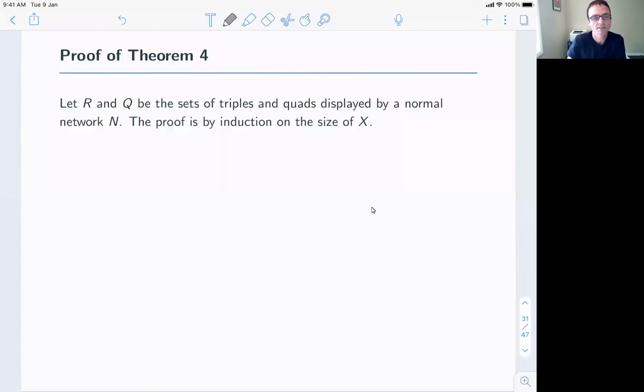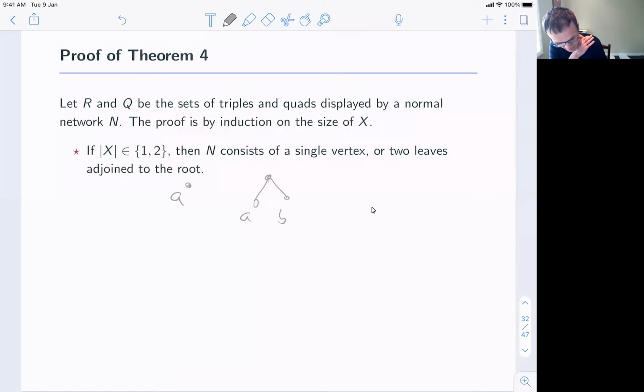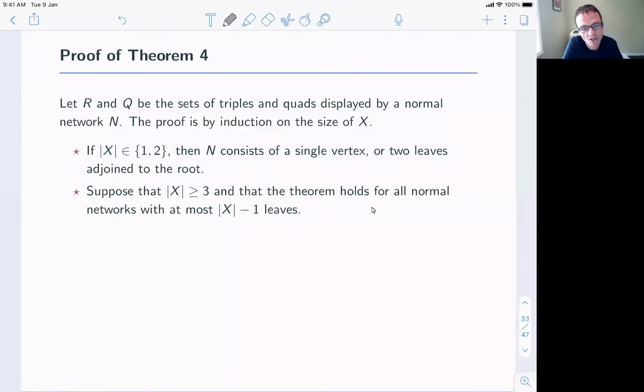Right, so let's see how we can put all this together. So the proof's by induction on the size of X, the size of the leaf set. If the cardinality of X is 1 or 2, that's not a problem, because either you get a single vertex, or if it's 2 leaves, it has to be that. There is no choice. So now suppose the size of X is at least 3, and it holds for all normal networks with at most one less leaf, cardinality of X minus 1.